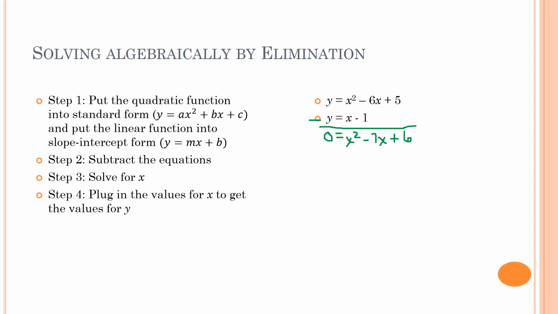Now I'm going to factor. Factors of 6 that add up to negative 7 would be negative 6 and negative 1. So I have x minus 6 and x minus 1. I will use the zero product property, split set solve technique, and I will solve for both here.